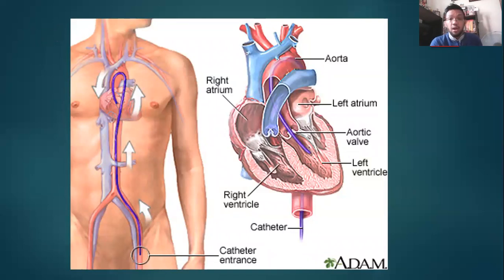So as you can see here, the femoral artery is used in order to insert the catheter. The doctor is going to administer a local anesthetic first on the patient's thigh before inserting the catheter.